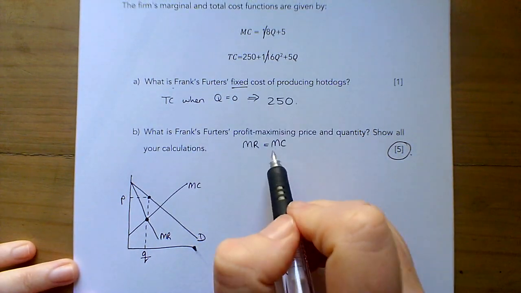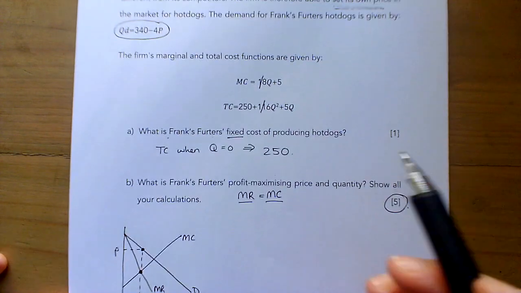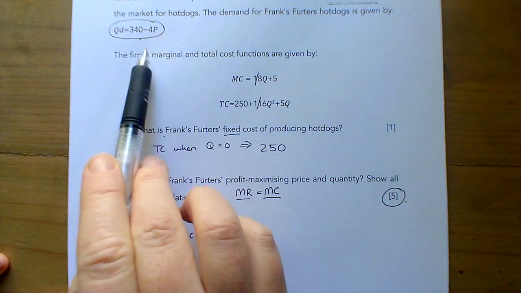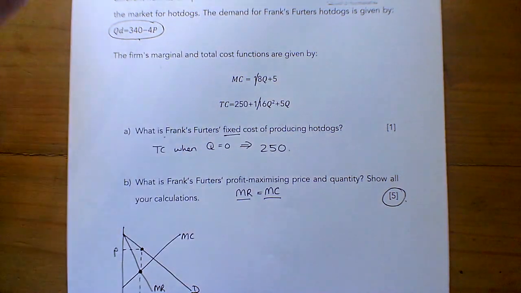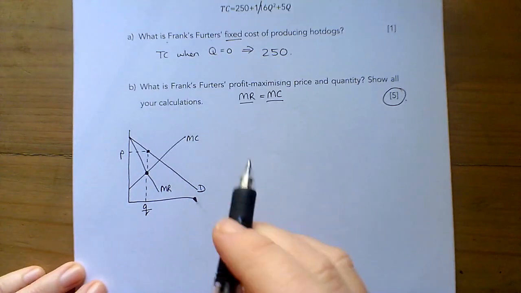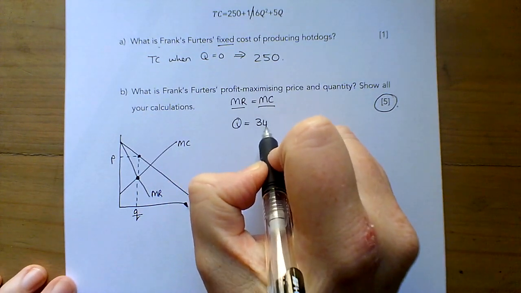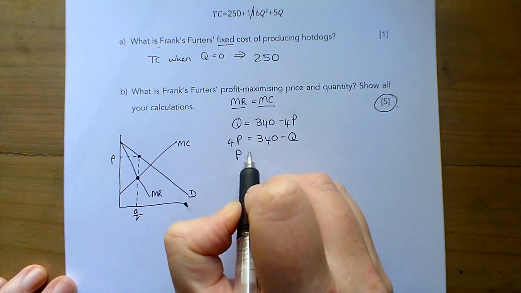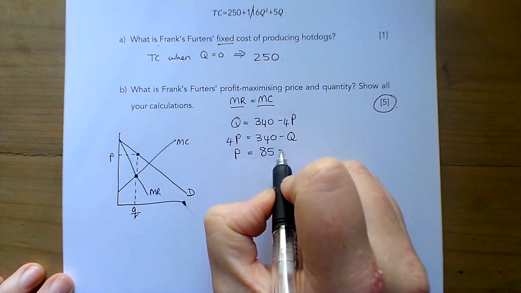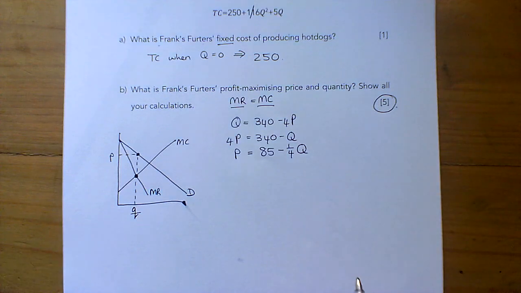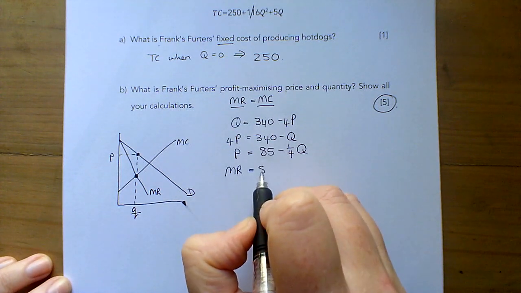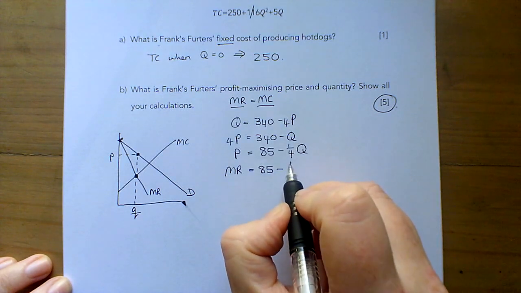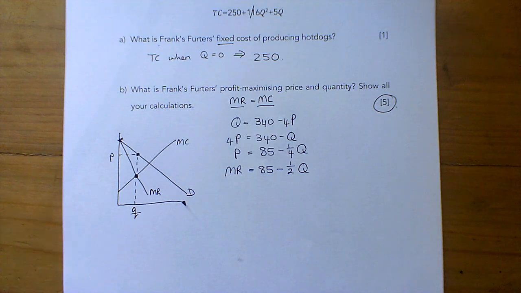So I have marginal cost. I need marginal revenue. They've given me the demand function, which means I have to inverse this to get the demand curve. And once I have the demand curve, then I can get marginal revenue. So first step is to inverse this demand function. So for price equals 340 minus Q, price is going to be 85 minus a quarter Q. That means my marginal revenue is going to be 85, same intercept. Slope is twice that of the demand curve, so 2 times a quarter gives me a half. So that's the marginal revenue function.